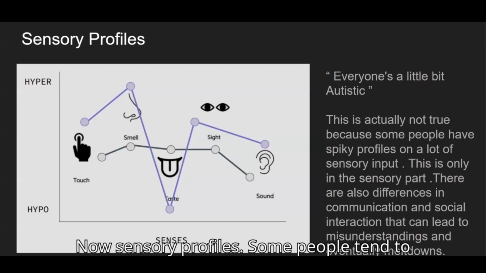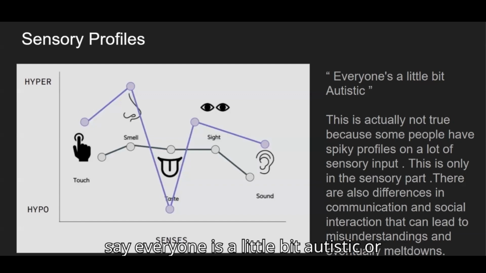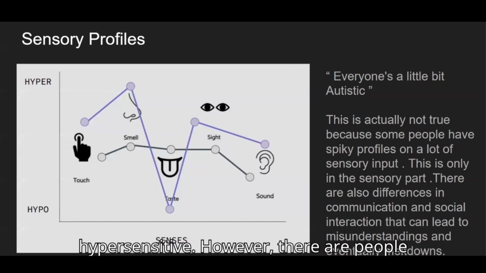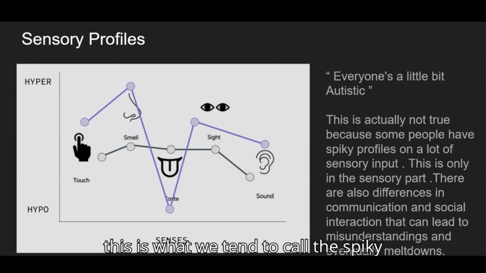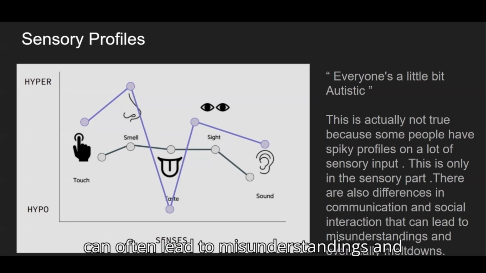Now, sensory profile. Some people tend to say everyone is a little bit autistic or everyone is a little bit hypersensitive. That's true. Everyone is a little bit hypersensitive. However, there are people who experience extreme cases of hypersensitivity and hyposensitivity. And this is what we tend to call the spiky profilers. And sometimes this happens with one or two senses or even more. And they can trigger also differences in communication and social interaction that can often lead to misunderstandings and eventually meltdowns.